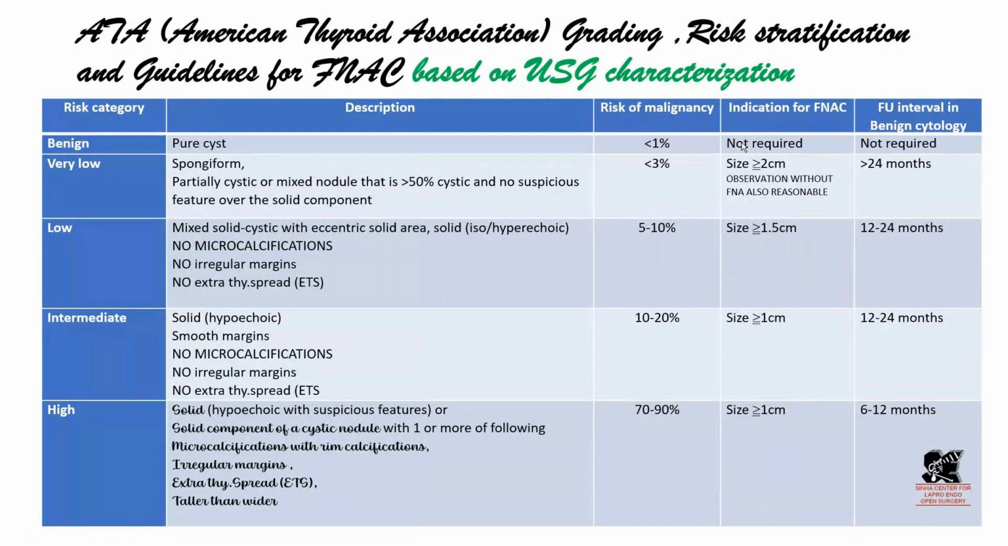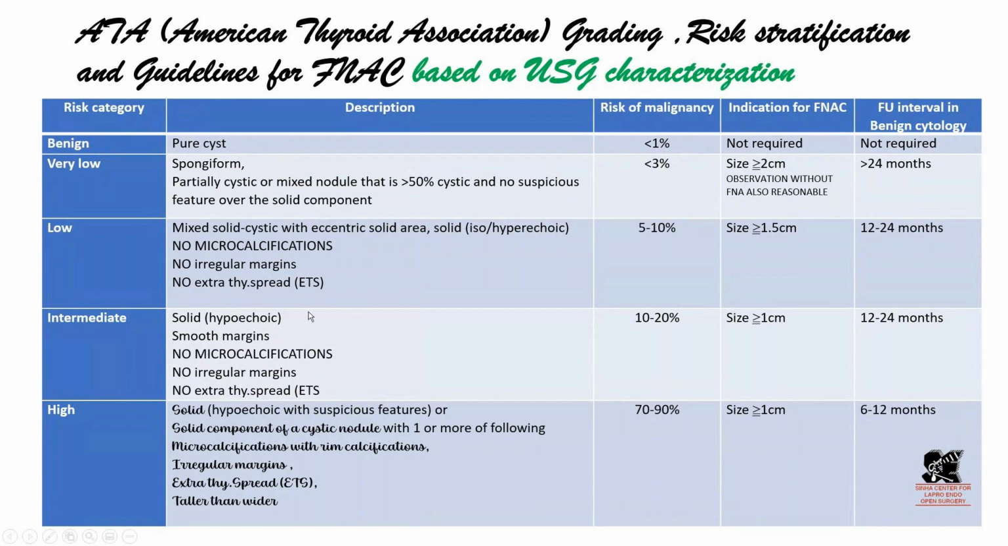So if you've got a benign cytology, is it required in a patient of benign? No, it's not required. So we said FNAC not required. What about very low? Risk of malignancy less than 3%. When should you do FNAC? When the size of the nodule is more than 2 centimeters. Again, very important, nodule size is very important. So if you have a very low suspicion feature on ultrasound and the nodule is 1 centimeter, please do not do an FNAC. For that, the nodule has to be more than 2 centimeters in size. And when you have the 2 centimeter nodule, you do FNAC. If you find benign, then you have to repeat after 24 months. That basically means 2 years.